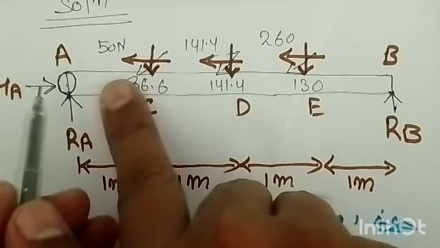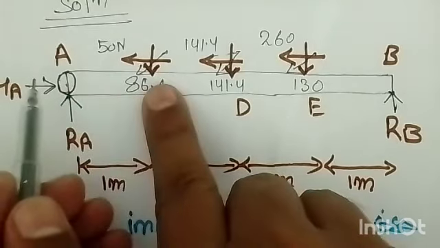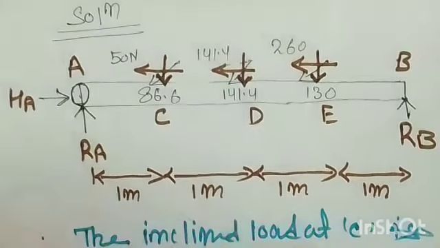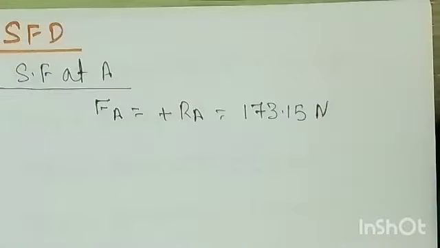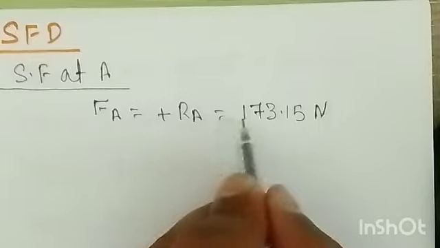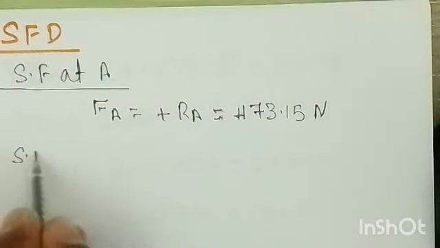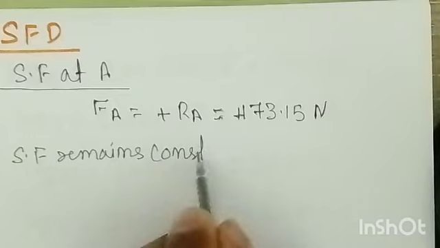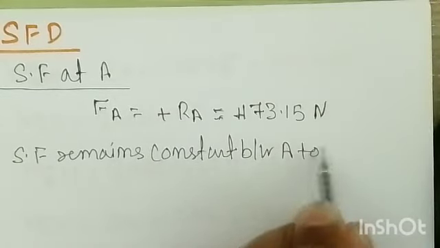As you don't have any forces there, the shear force will remain constant between A to C. But when you reach C, that force will be subtracted. So the next statement we can say: the shear force at A is plus 173.15. Then you can say the shear force remains constant between A to C.